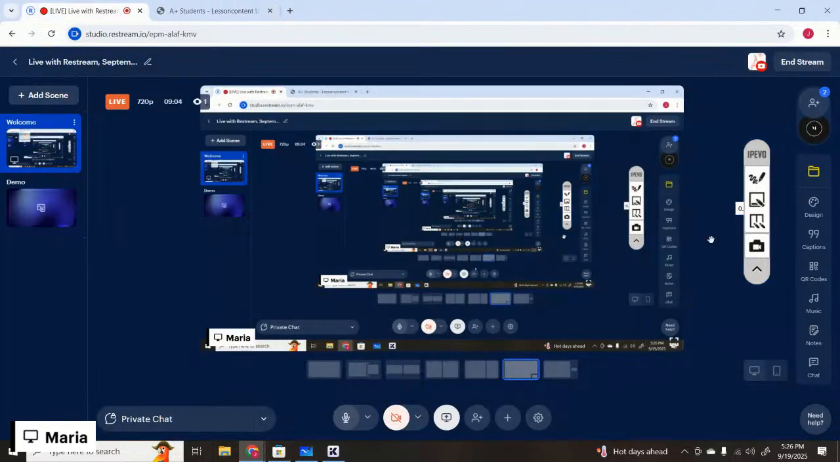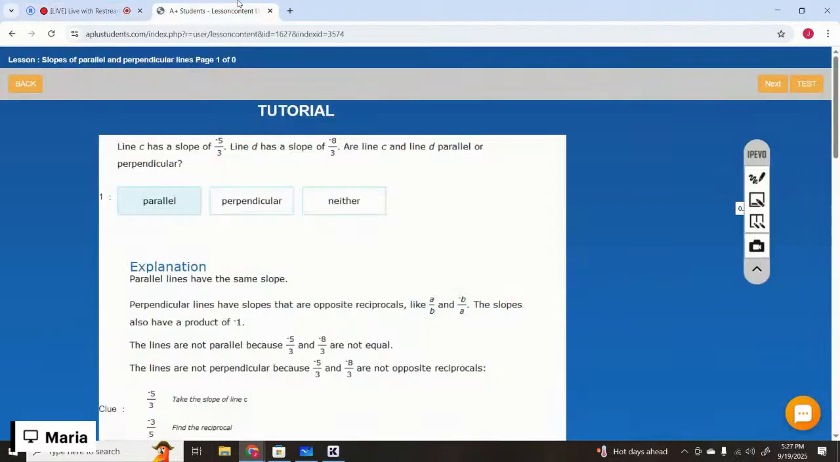Okay. So the line C has a slope of negative 5 by 3. Line D has the slope of negative 8 by 3. Are line C and D parallel?